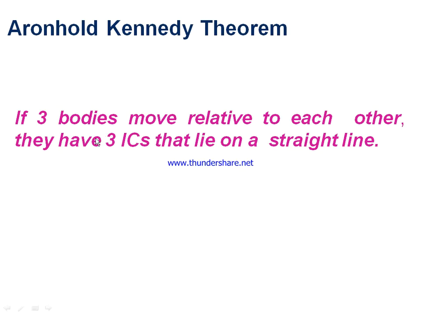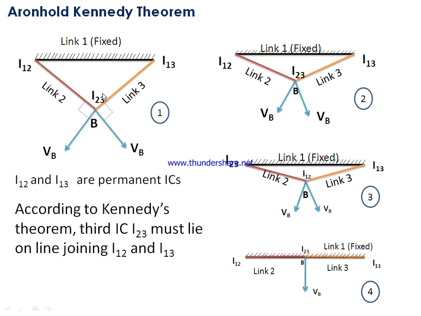I repeat, if there are three bodies which are having relative motion with respect to each other, then they will have three instantaneous centers that lie on a straight line. Now let us look a little bit more into this statement of Kennedy's theorem. Let us assume that there are three links here: link 1, the fixed link, link 2 and link 3.